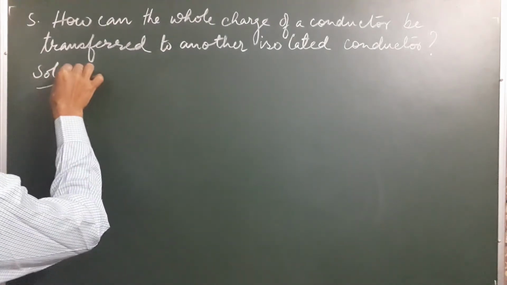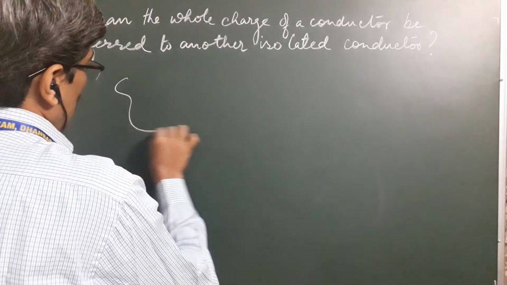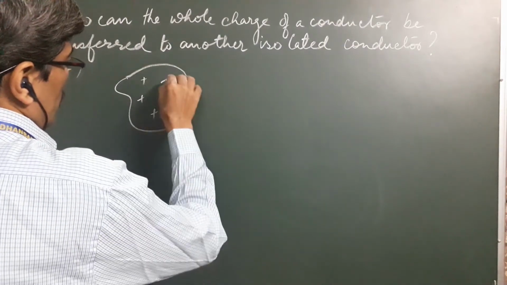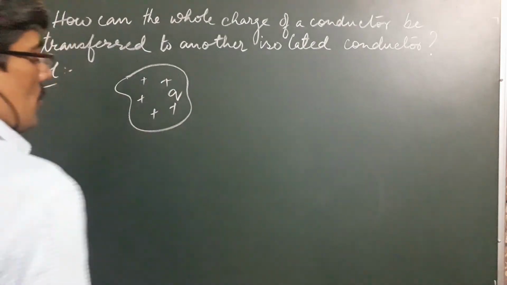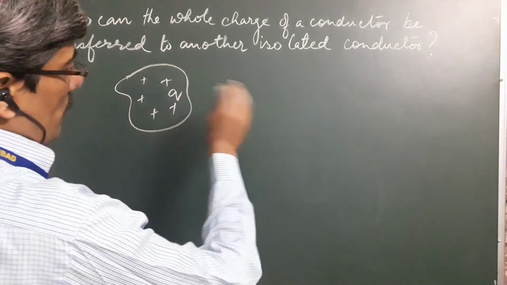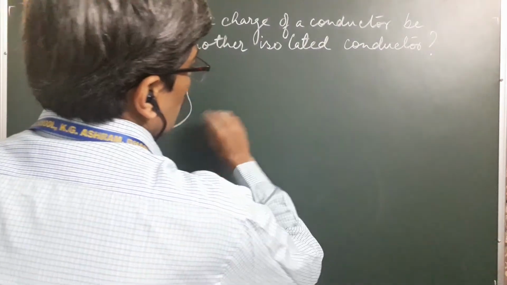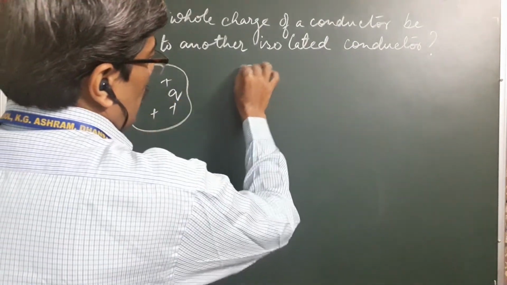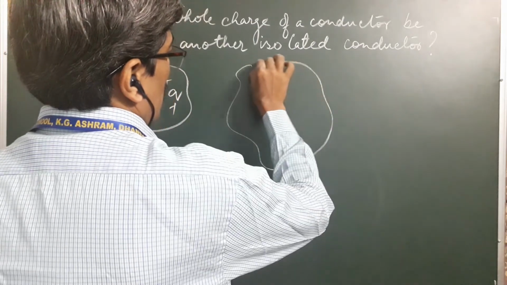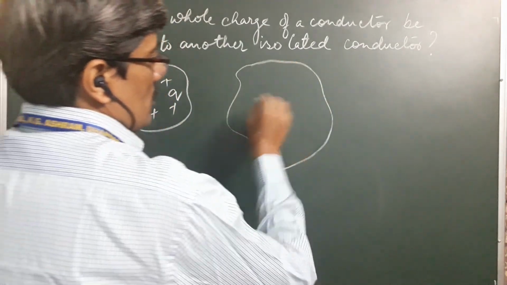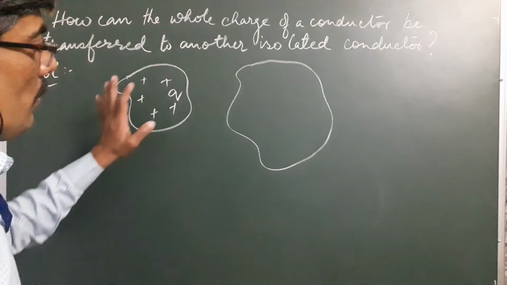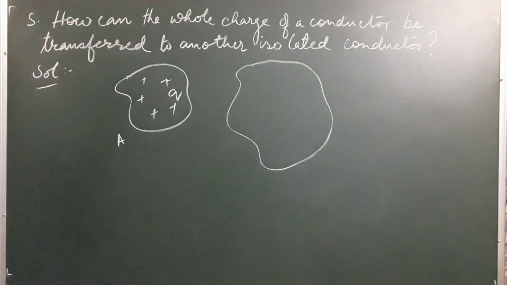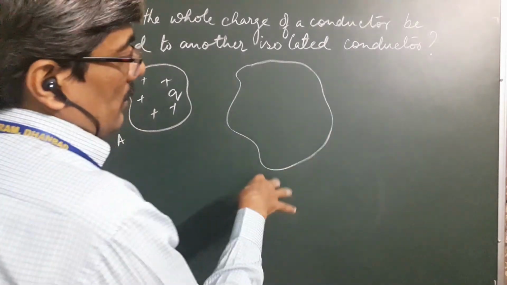Suppose you have this conductor which is charged. Suppose the charge is Q. You want to transfer this to another conductor. Suppose this is conductor A and you want to transfer to another conductor which is uncharged. How are you going to transfer the entire charge Q to this? See, there is a trick.